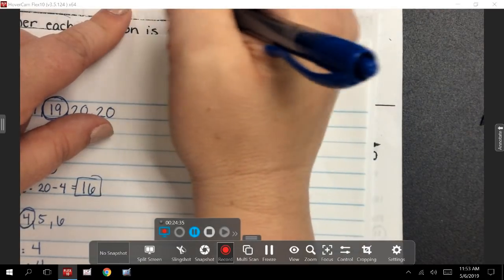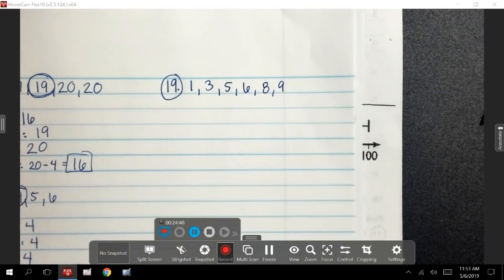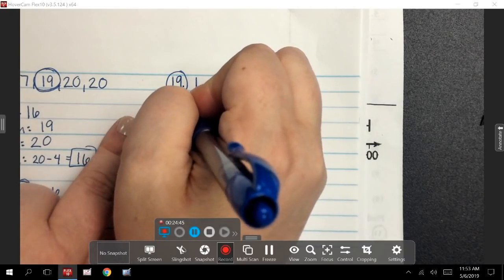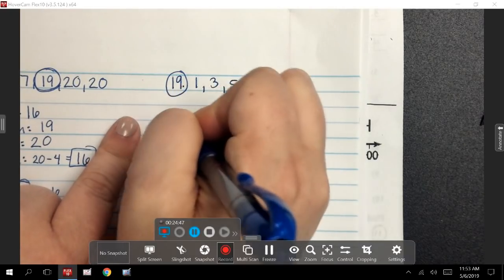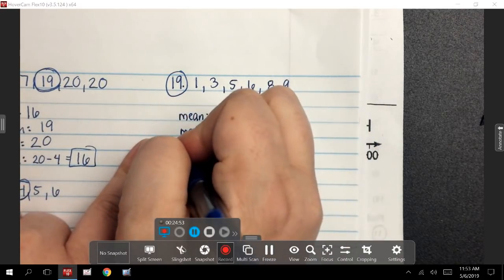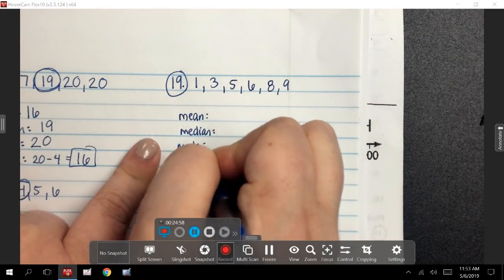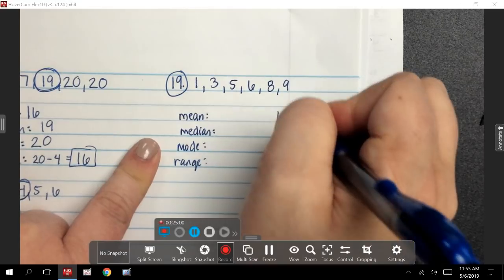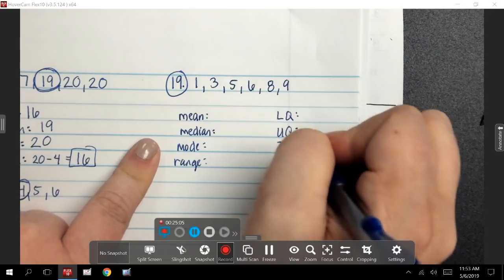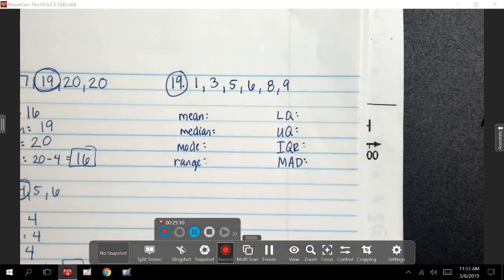And again, remember guys, if you get behind or if you get lost, this video is going online so we can follow it. All right. 19, it asked me to do a lot of stuff. I'm going to go ahead and write everything down. It wants the mean. It wants the median. It wants the mode, the range, the LQ, the UQ, the IQR, and the mean absolute deviation, which we just did in that last problem.